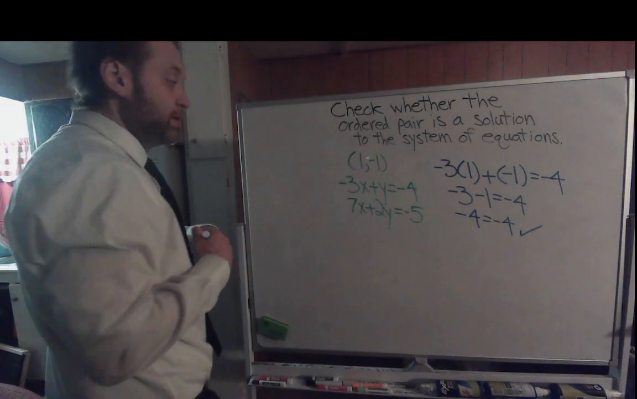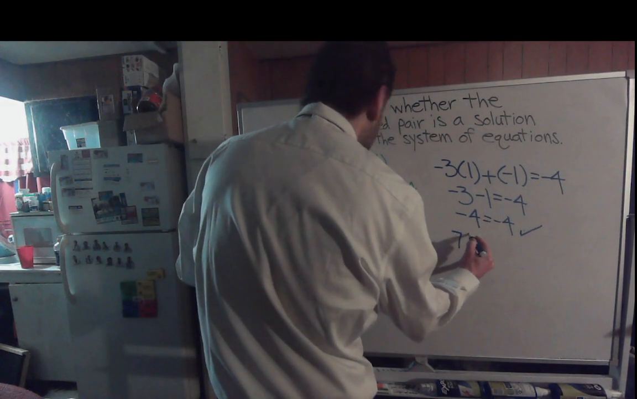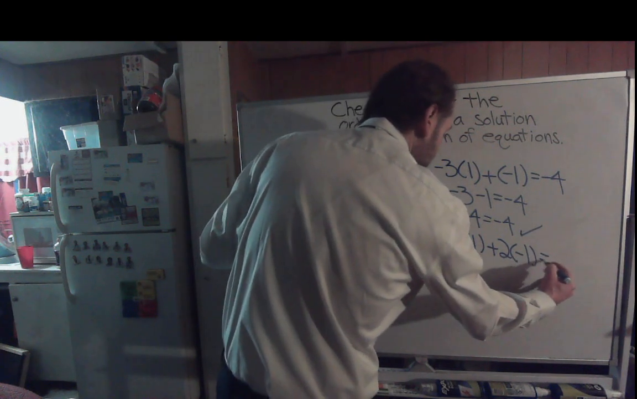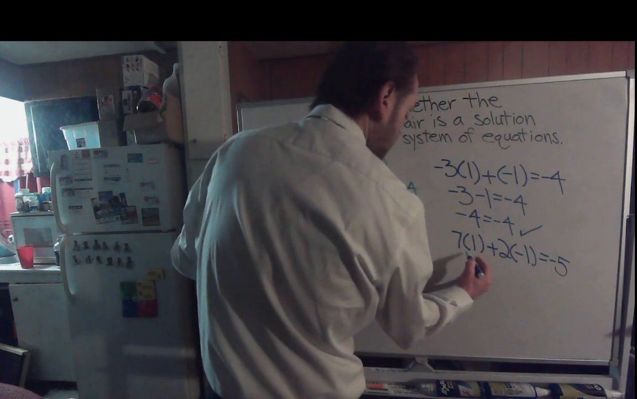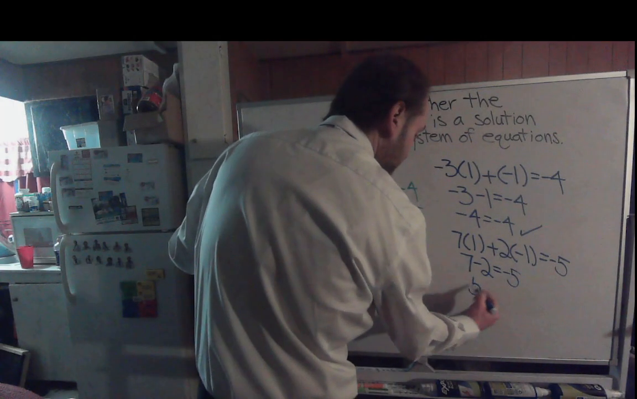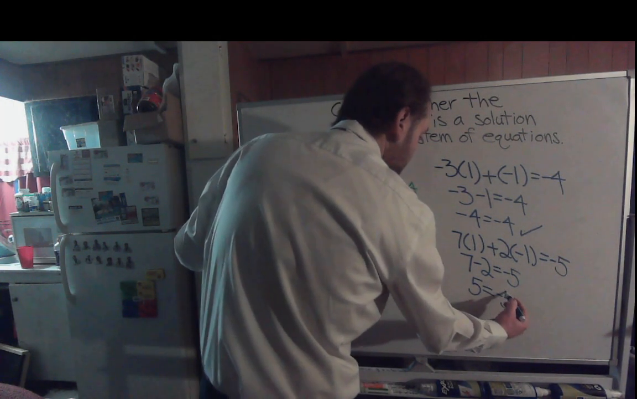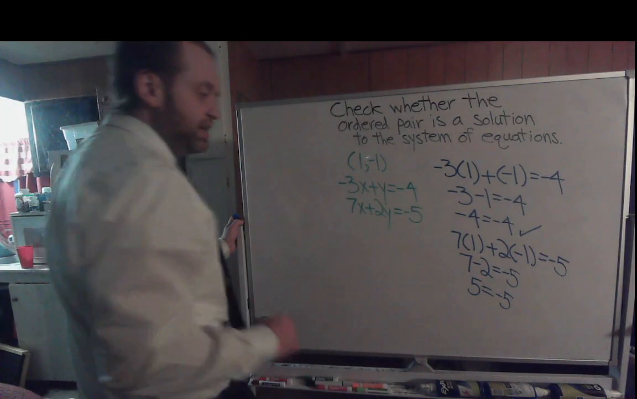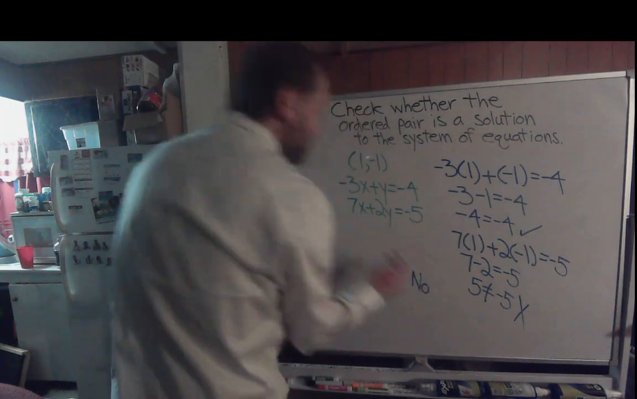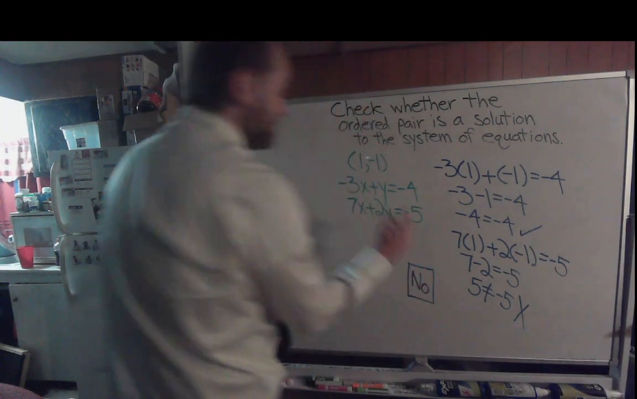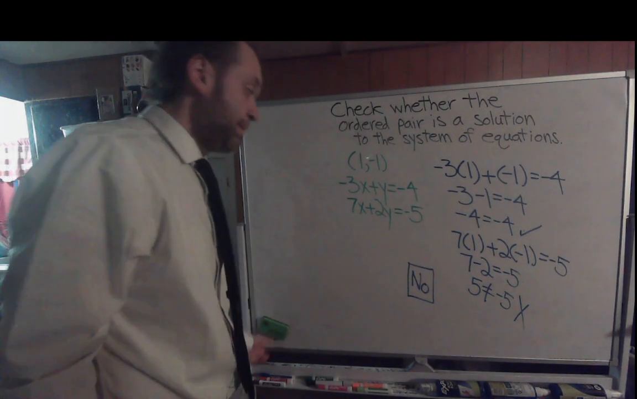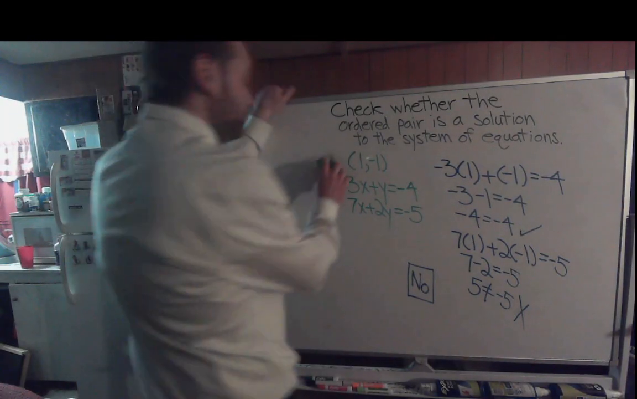But we still have to consider the second equation. If I take 7 times the x value of 1 plus 2 times the y value of -1, set that equal to -5, I would get 7 minus 2 equal to -5. That would have me saying 5 equals -5. Well, 5 does not equal -5. So no, since it doesn't work for the second equation, this point is not a solution to the system of equations. It has to be present in both in order for it to be the solution.